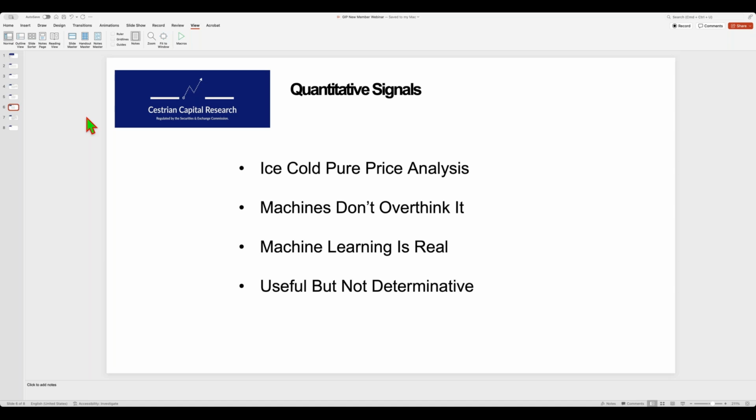We see it in the quant services that we offer. Quant alone, I think, is, again, useful but not determinative, because for now, the skill, I think, is how you interpolate human judgment with machine judgment. I'd like to talk about that a little bit.